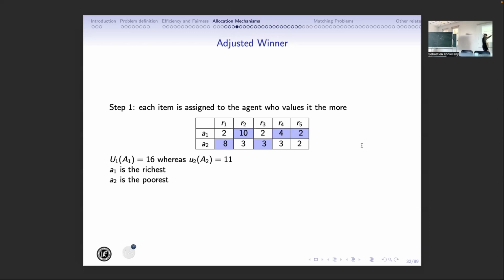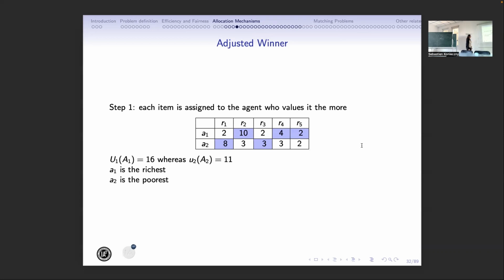So we assign R1 to the second agent. The second resource is assigned to the first one, the third to the second agent, and the last two resources are assigned to the first agent. We have an implicit tie-breaking rule where, if both agents give the same value to an object, we assign it to the first one. It makes no difference if we use this rule or assign it to the second agent.